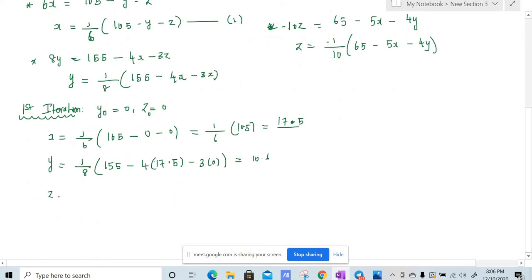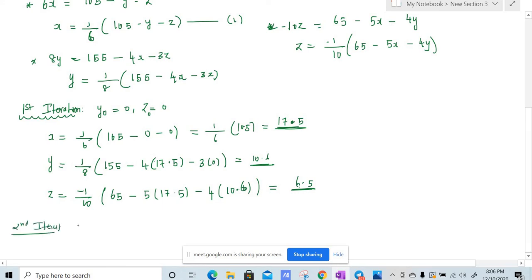And what is z? z is minus 1 by 10 into 65 minus 5 into, now what is the updated value for x? It is 17.5. Updated means you need to take the latest value, minus 4 into y. The latest value for y is 10.6. Again you can make use of a calculator, and you will have 6.5. So in the first iteration we have got x equal to 17.5, y equal to 10.6 and z equal to 6.5. Now we'll move on to the second iteration.